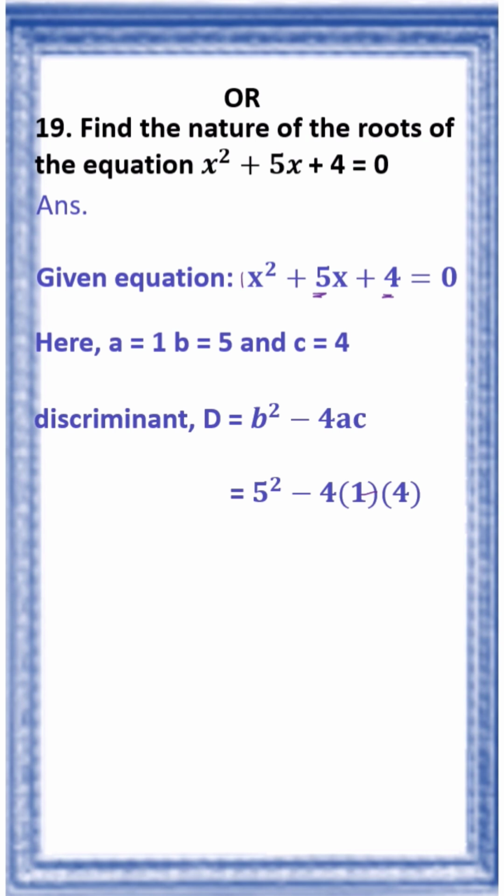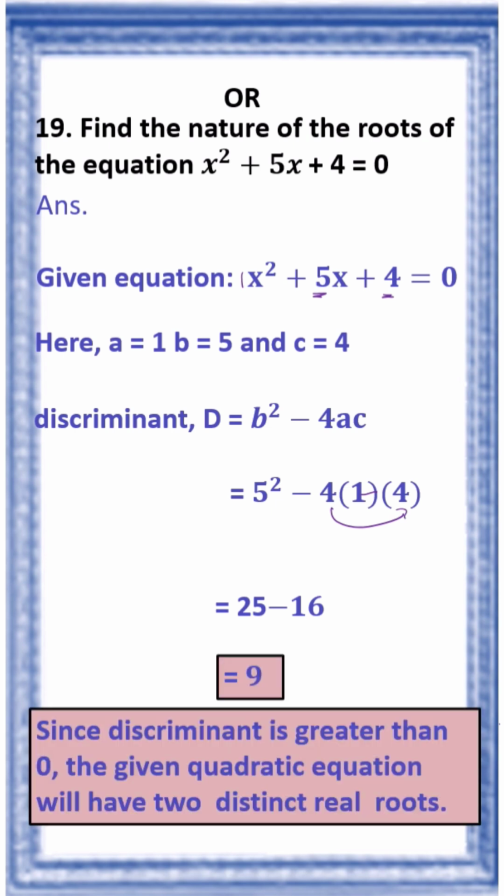B is 5 square minus 4 into A is 1 into 4. 5 square is 25. 4 into 4 is 16. 25 minus 16, that is equal to 9. Since the discriminant is greater than 0, 9 is greater than 0, the given quadratic equation will have two distinct real roots.